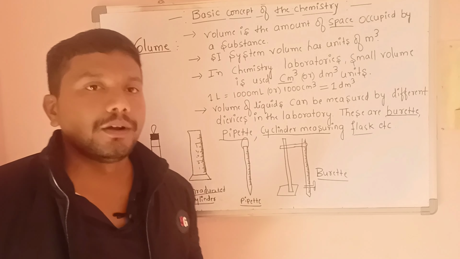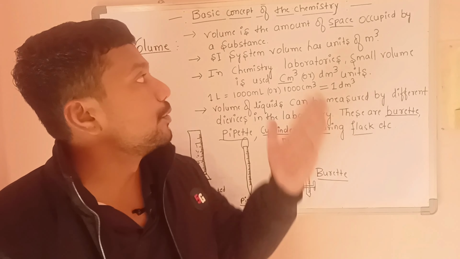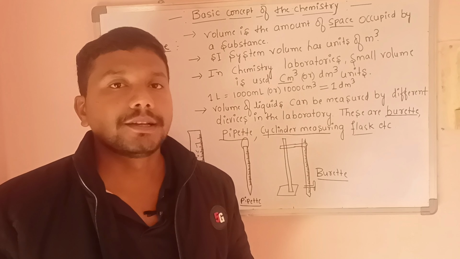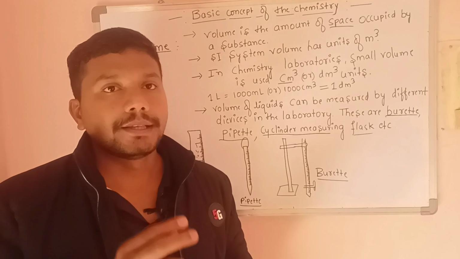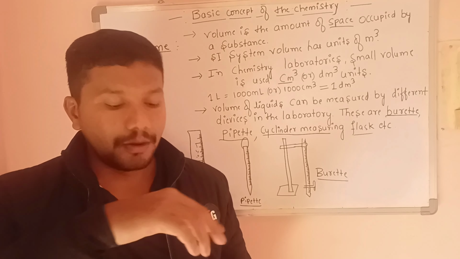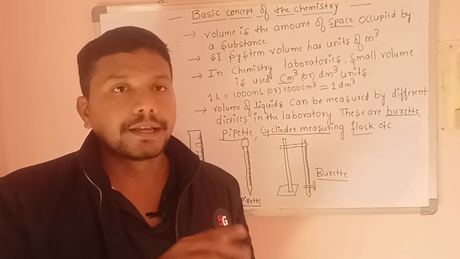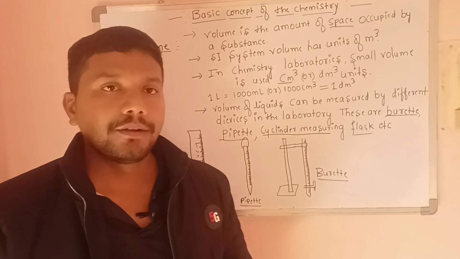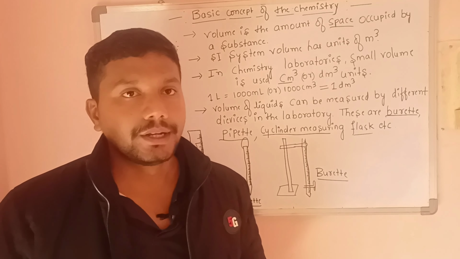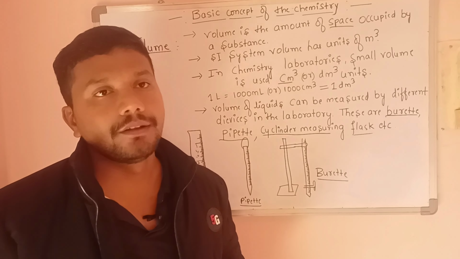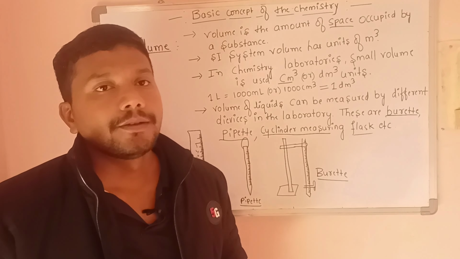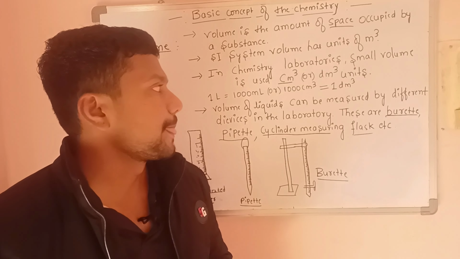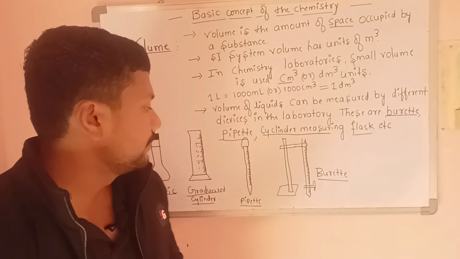So simply, volume is the amount of space occupied by a substance. For example, in the glass, water is the substance. The amount of water occupied in the glass is called volume. Simple, amount of capacity. Then we also discussed units: meter cube is a very large volume, so in the laboratory we use centimeter cube or decimeter cube. And these are some instruments used to measure volume.